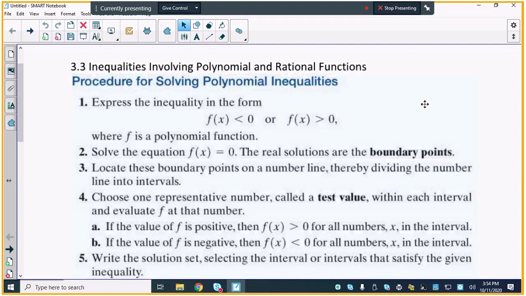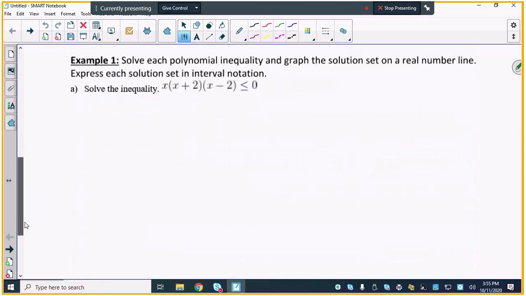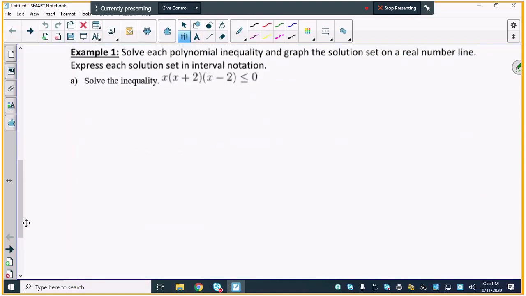Our last section for test 3 is inequalities involving polynomial and rational functions. I have given you a brief description of how you want to solve it. What I would like to do is start solving the problems and hence understand the process. Your first objective is to write down the given polynomial or rational inequality in factored form. So we'll start all our problems in class where the things are already factored.